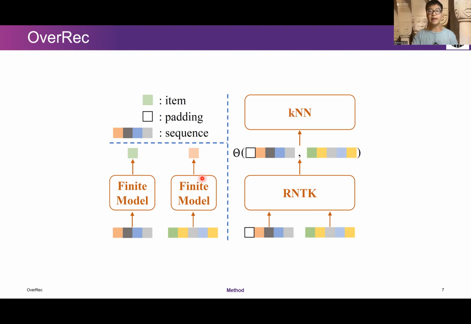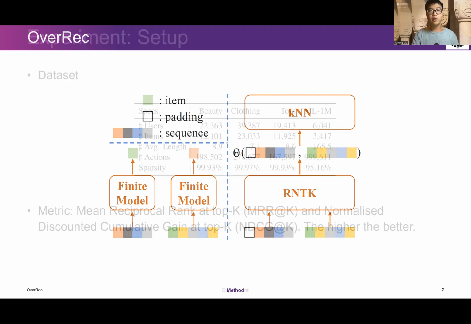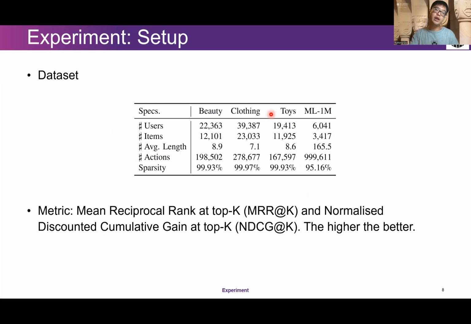So we can see the difference between the overall pipeline of traditional models and our model. They calculate a representation and then do dot product matching between the representation and items, while in our work, we just do similarity calculation between different sequences, and then we use this similarity to do KNN.